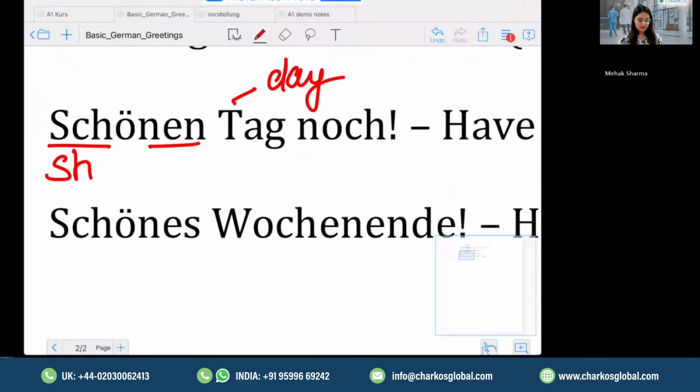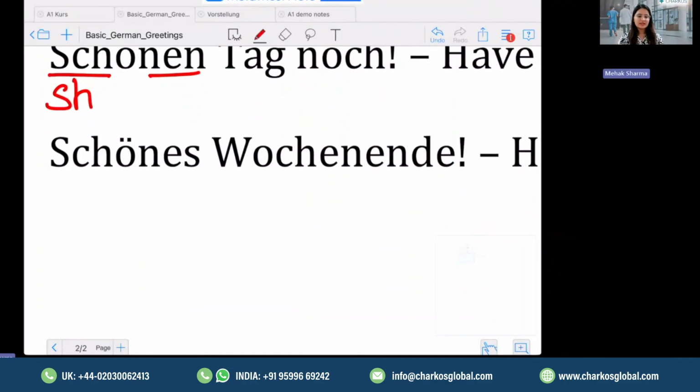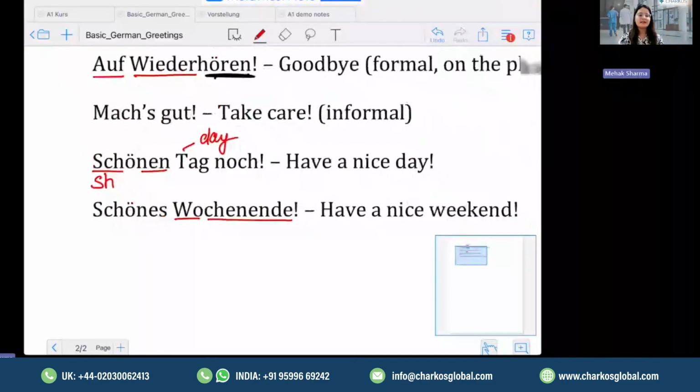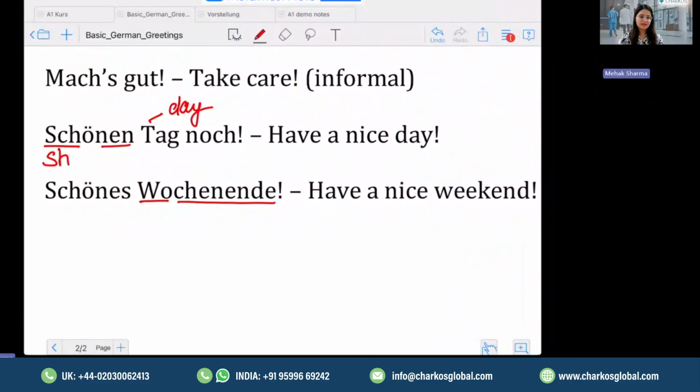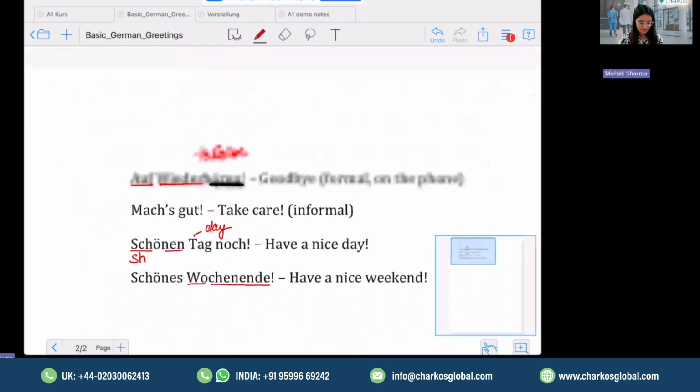Next, schönes Wochenende. Schönes Wochenende is have a nice weekend. Have a nice weekend. Schönes Wochenende. Schönes Wochenende. Well done.